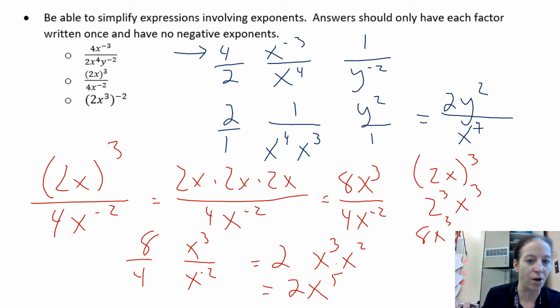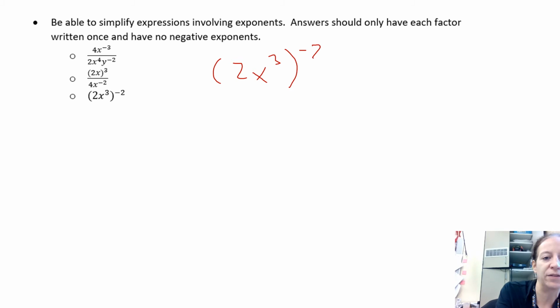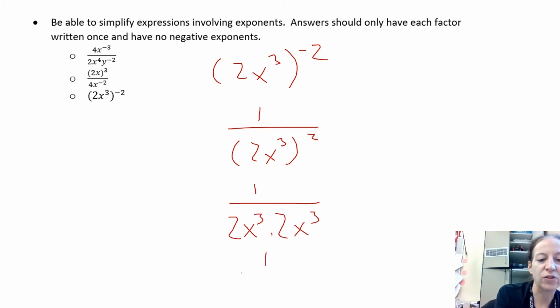Like, show some work on these. Last one is 2x to the 3rd, to the negative 2. So first thing I see there is, oh, we've got that negative 2. I can move this whole thing down and make the exponent positive. And then to square something means to multiply it in twice. So I have 1 over, and then 2 times 2 is 4, x to the 3rd times x to the 3rd. You add exponents, getting x to the 6th.